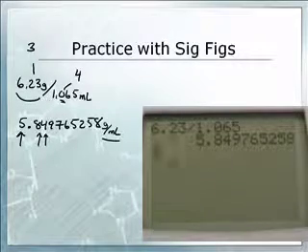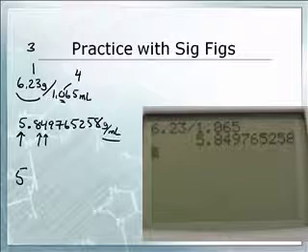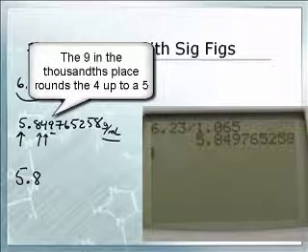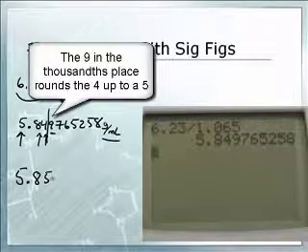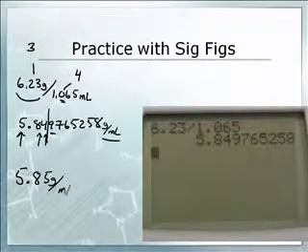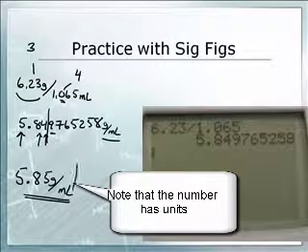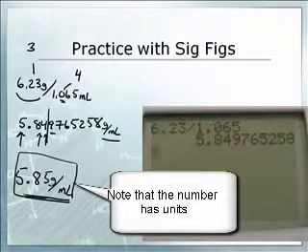Now, be careful. Even though we want 5.8, wait, is it going to be a 4 or is it going to be a 5? Notice we have to look at the next digit. The next digit is a 9. 9, that means we're going to round up. So that'd be 5.85 grams per milliliter. Good. Do not write the calculator answer. Never. All right. Let's do another one.